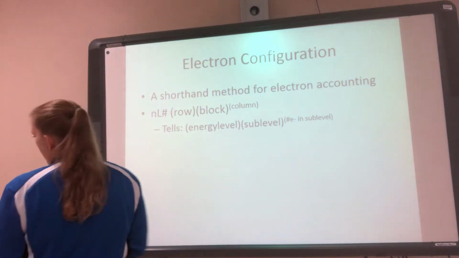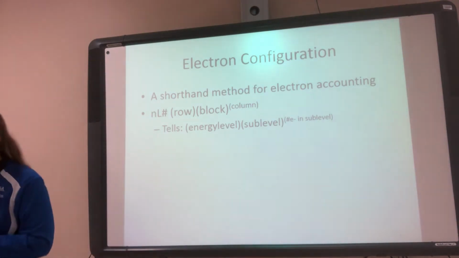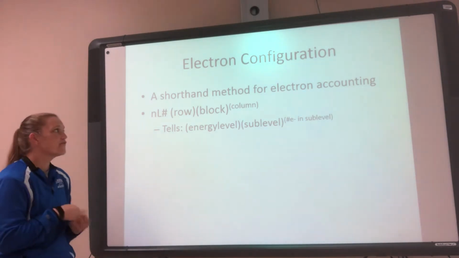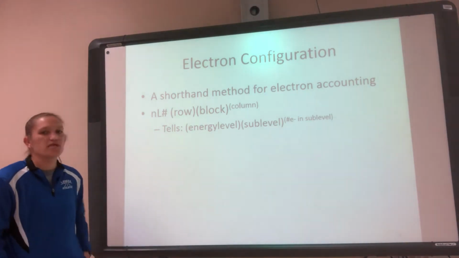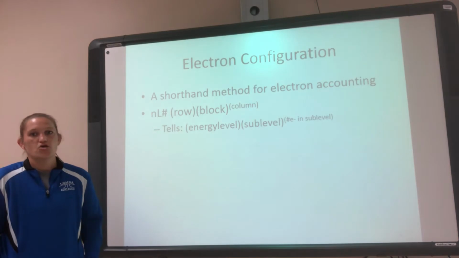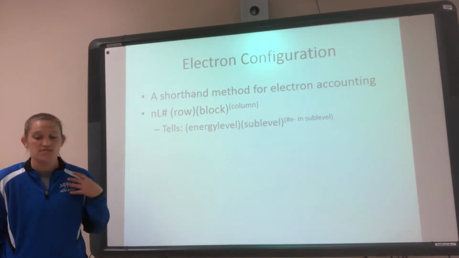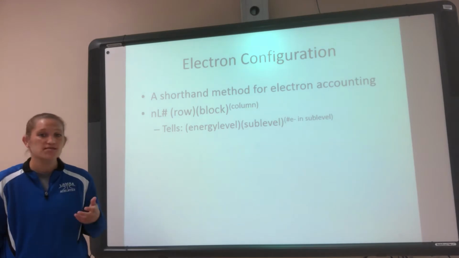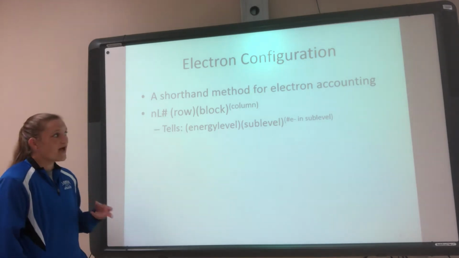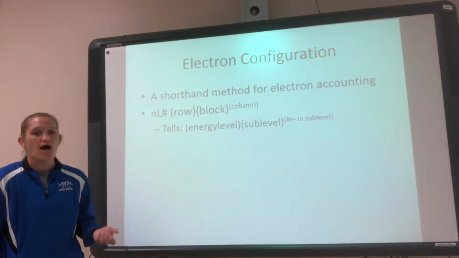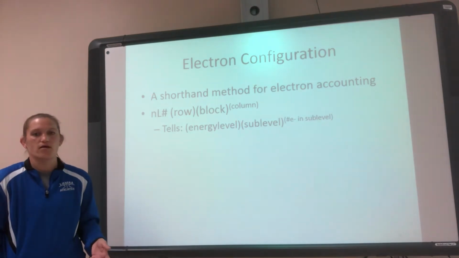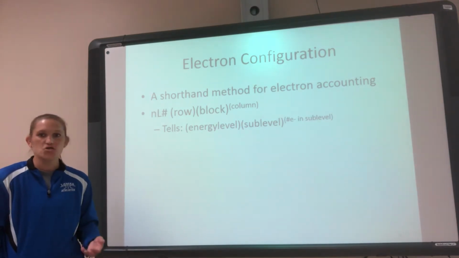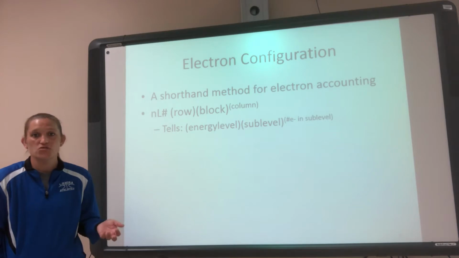So now we're going to learn how to write an electron configuration. Electron configuration is a shorthand method for keeping track of my electrons. Depending on the element, I could have several, up to even 20, 30, 60 electrons. If I have a lot of electrons, I want to be able to say, where are they? What orbital are they in? What energy level are they in? Where are these electrons located?